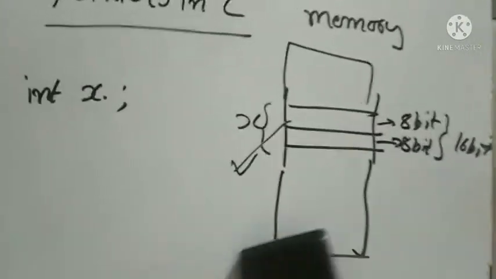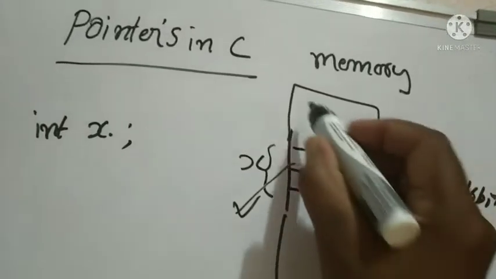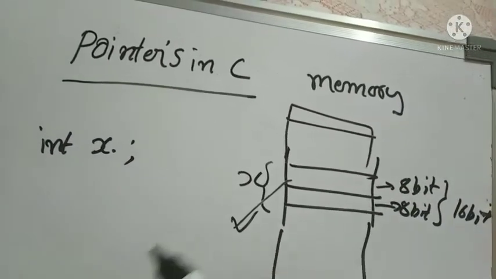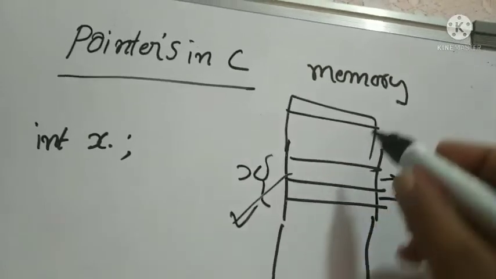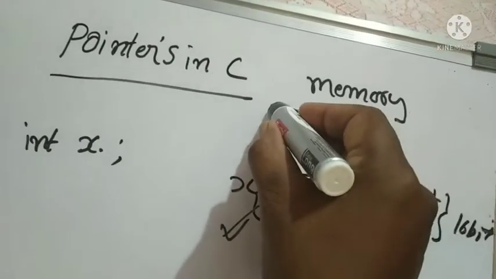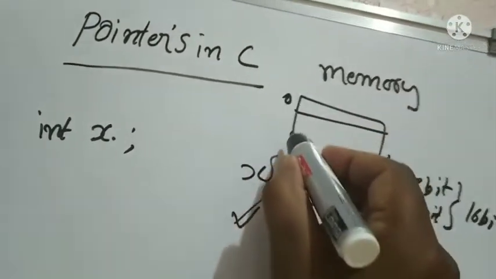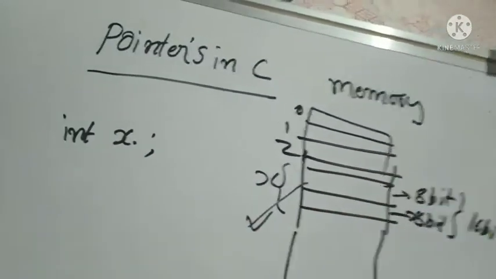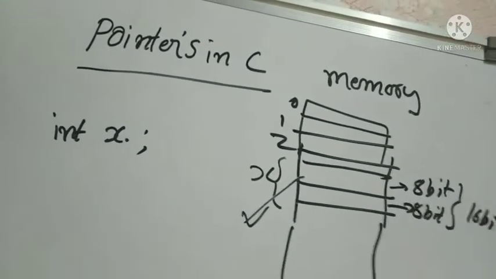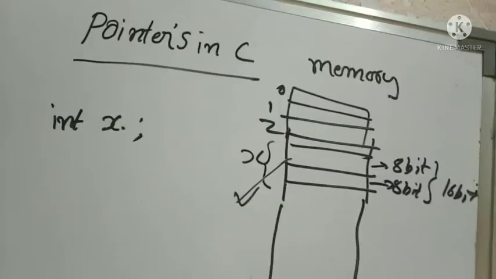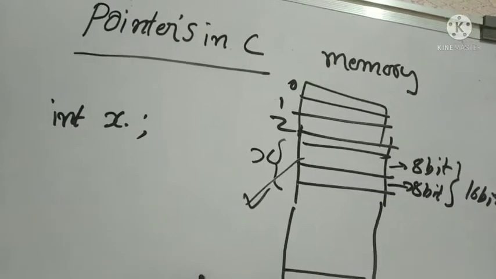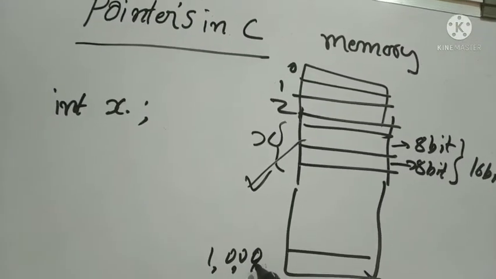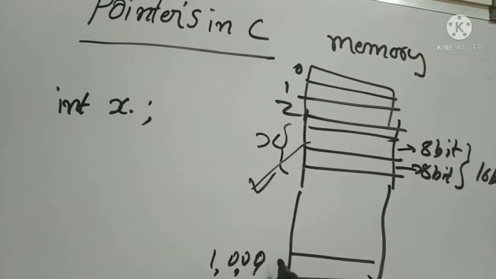So many registers are there, and each register has its address. That address we call the memory address, or the address of the memory location. So if I write like this, the address of this location is 0, the address of this location is 1, the address of this location is 2, like this. If we have 1 lakh registers, the last location address is 1 lakh.